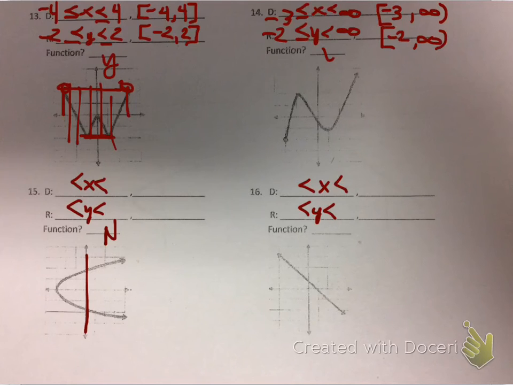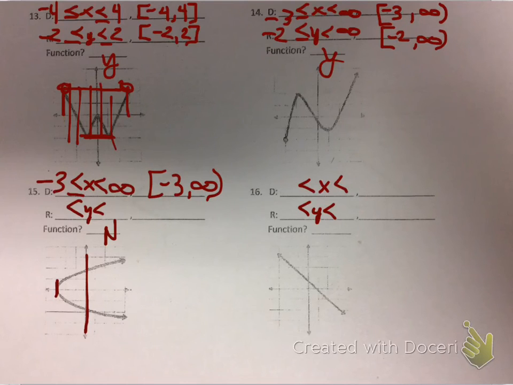Is this a function? Yes, it is, because again, it passes the vertical line test. Okay, here. The lowest it goes, or the furthest to the left, is 1, 2, 3. So we're saying negative 3, closed. And it's going forever to the right, so that's positive infinity. There we go.